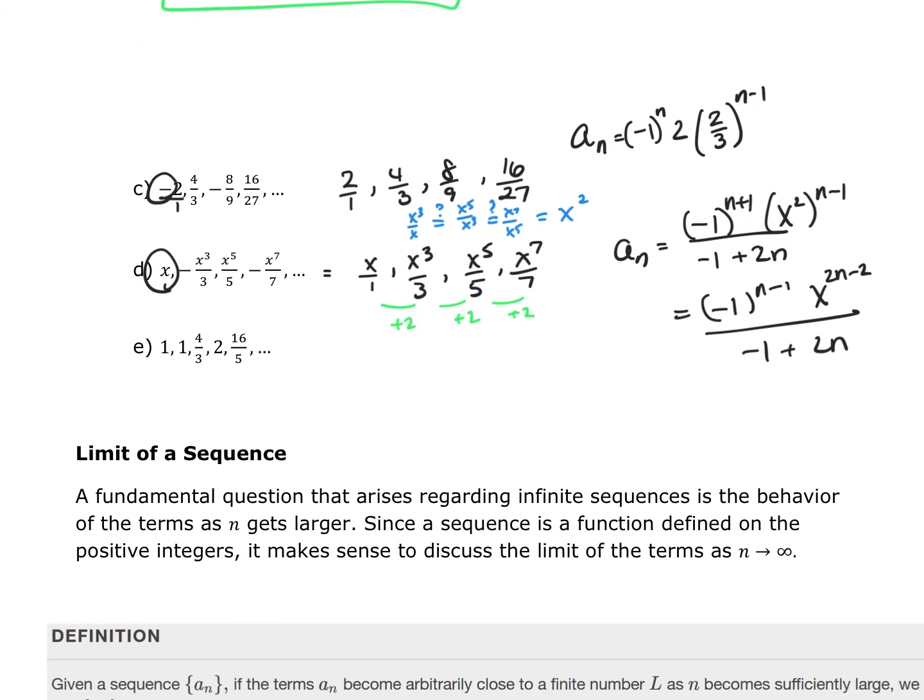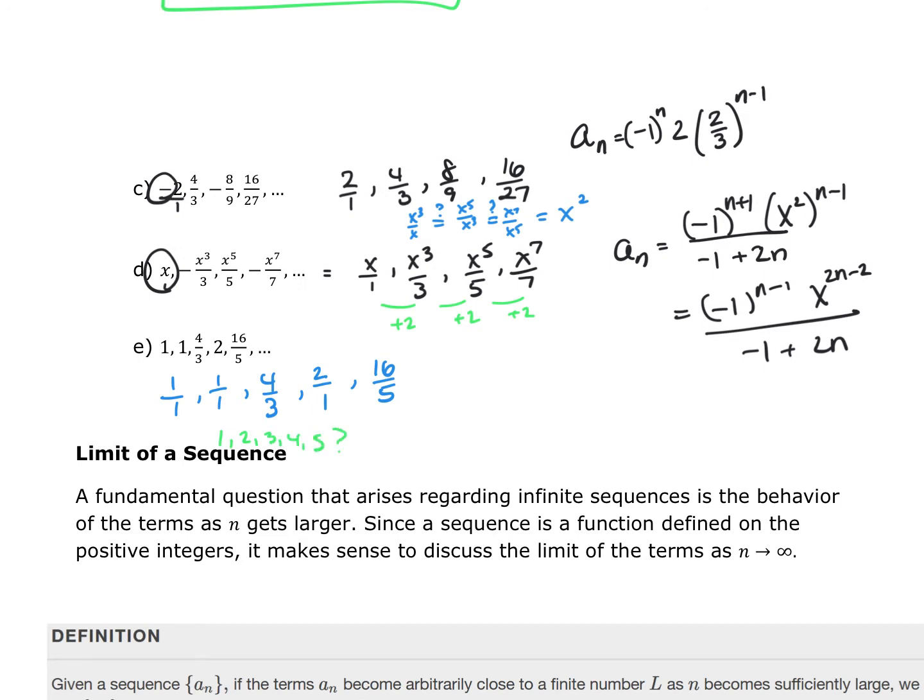Let's take a look at my last example here. I'm going to write these all with 1 over 1, 1 over 1, 4 over 3, 2 over 1, and 16 over 5. Well, that didn't help me a lot. So let's make that a little better. Let's see what happens if I have it, looks like it may be 1, 2, 3, 4, 5. So I think what the bottom looks like is 1, 2, 3, 4, 5.